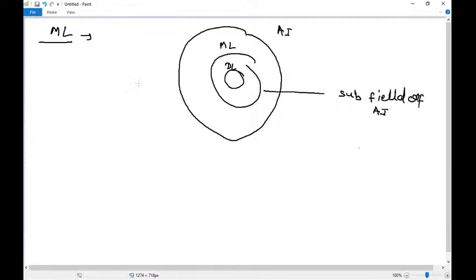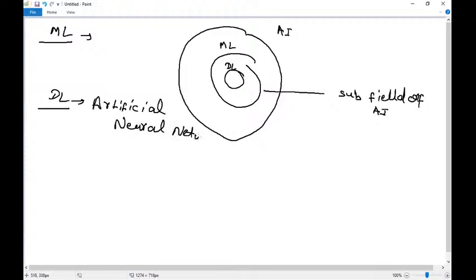Now come to deep learning. What is deep learning? Deep learning is also a sub-part of machine learning, as you can see inside machine learning, which basically uses artificial neural networks. Now the question is, what is an artificial neural network? It is just like our neural network. There is some architecture for the neural network.